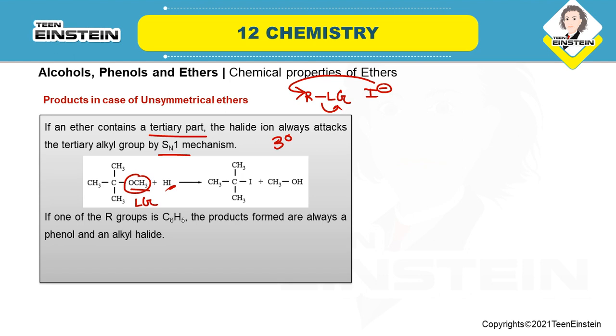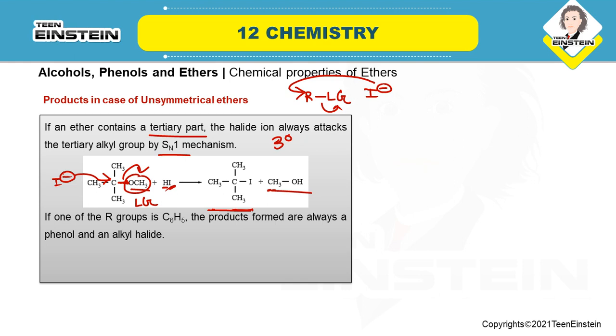right? And we know that SN1 mechanism is always good for 3 degree. So that is why this I minus will attack this carbon, and this carbon-oxygen bond will be broken. CH3O minus will capture this H, and ultimately it will form alcohol. So the alkyl halide that you are getting is basically from the tertiary part, and the alcohol that you are getting is from the other part.